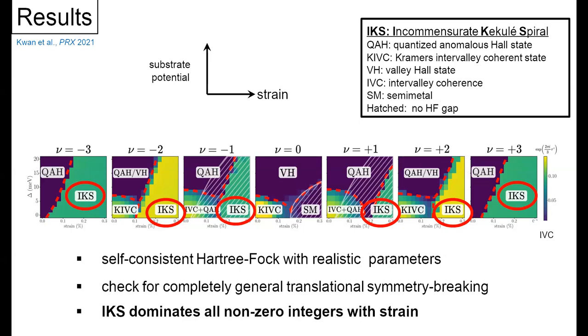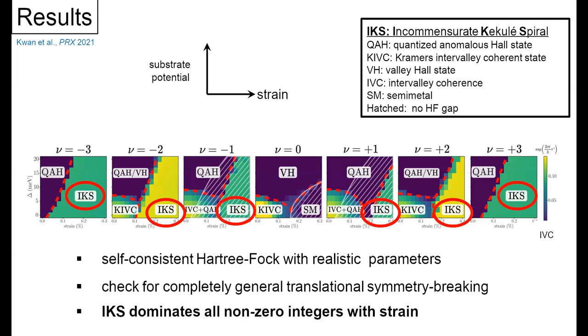So what we did was we basically just did self-consistent Hartree-Fock with as realistic parameters as we can come up with. And the additional thing that we added, to be sure that we're getting as good a representation of the ground state as we could, is we allowed for general translational symmetry breaking, so we can have charge density waves, incommensurate waves, and so forth. And so let me walk you through this plot.